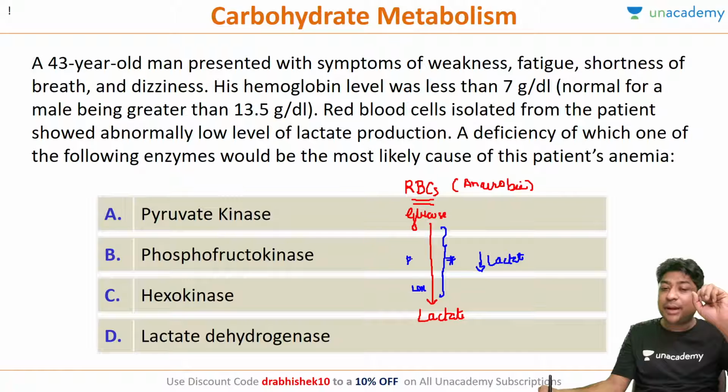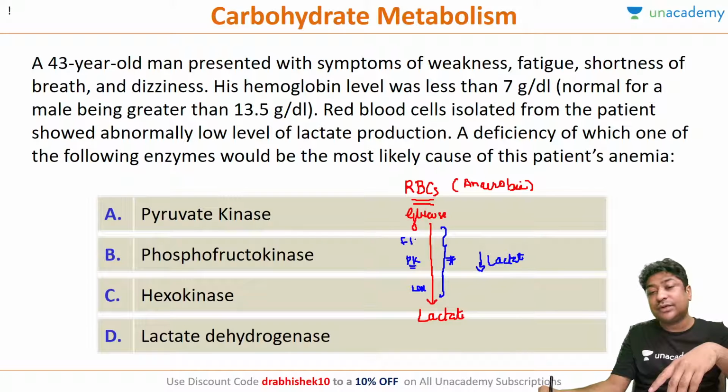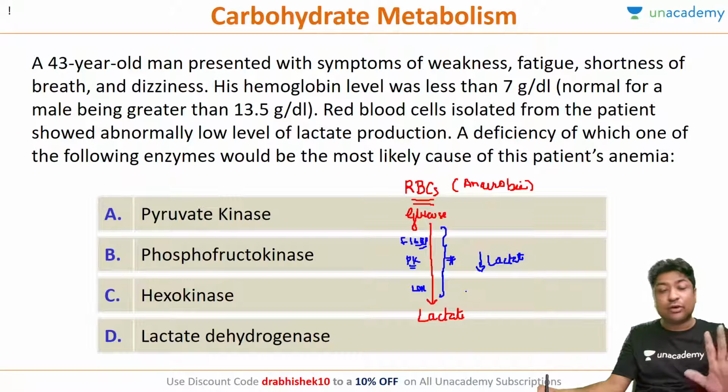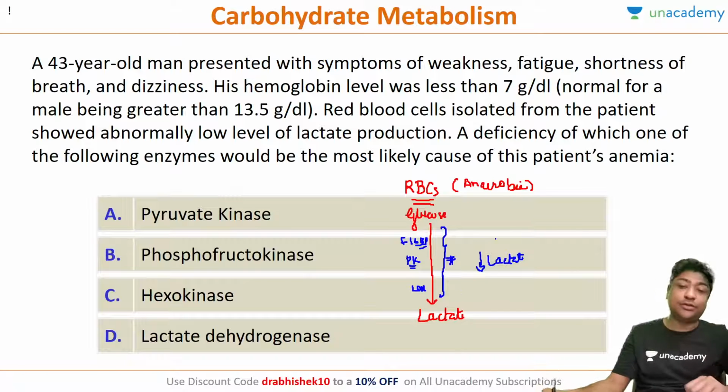For example, let's say pyruvate kinase is deficient. Even then the lactate will be decreased. For example, let's say fructose 1,6 bisphosphatase is absent. So any reaction in the entire chain will cause a decrease in lactate. This is a very, very important concept.